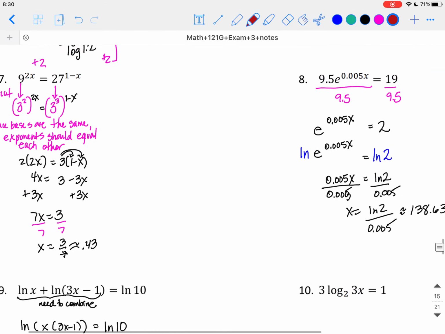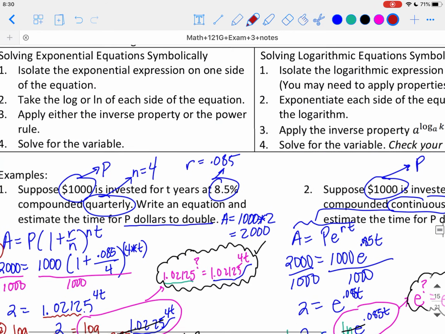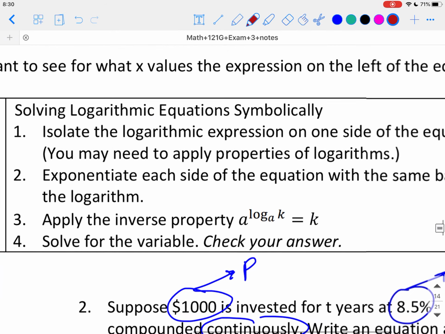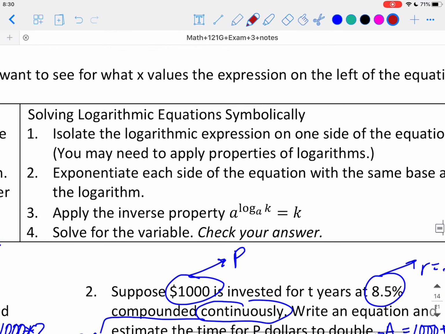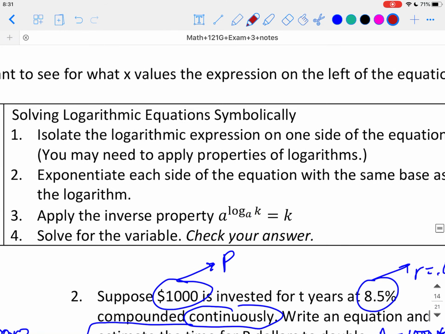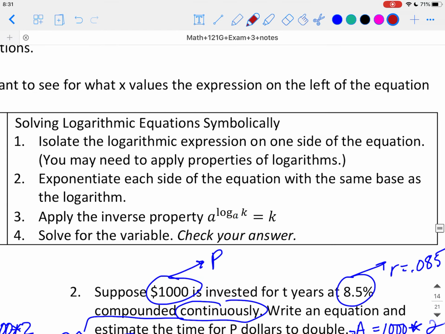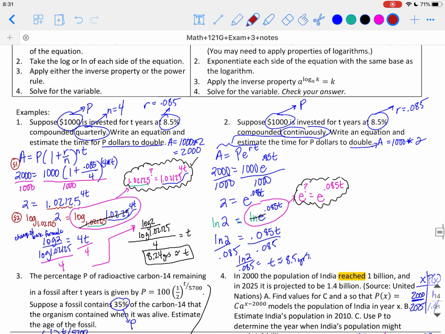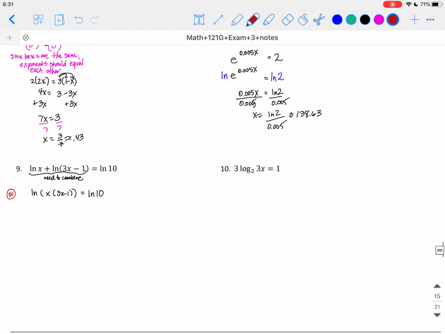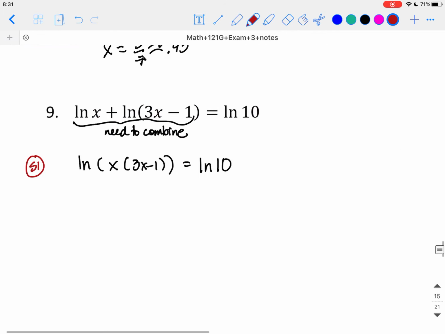So this is step 1. Which step 1 am I talking about? Right over here. Step 1 is isolate the logarithmic expression on one side of the equation. You may need to apply properties of logarithms. Step 2 is to exponentiate each side of the equation with the same base as the logarithm. Then apply the inverse property for step 3. And then check your answer. Okay, so let me continue here.